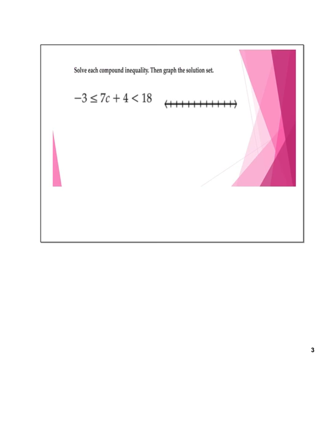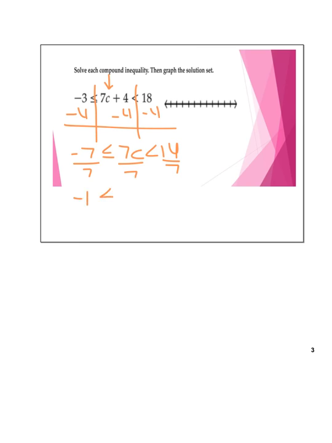In our next problem, we're actually going to solve a compound inequality, which means we have more than one thing going on at once. So we have two inequality symbols, so I'm going to draw my wall at each of them. I want to get the c in the center by itself. So first I'm going to subtract 4 from each of the sections, and I have negative 7 is less than or equal to 7c, which is less than 14. Now I'll divide everything by 7. So I'm left with negative 1 is less than or equal to c, which is less than 2.